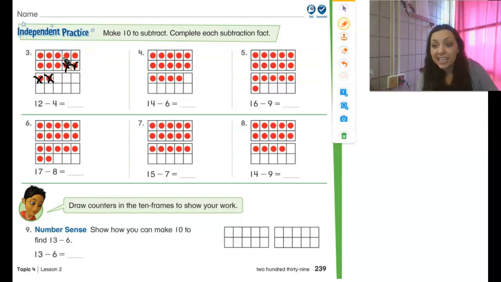Well, when I look at a 10 frame, I can see this really quickly. I see 5 and 3, which I know is 8. Or I can say I see 10 with 2 spots missing, and I know 10 take away 2 equals 8.